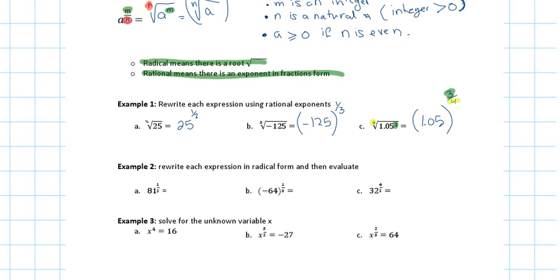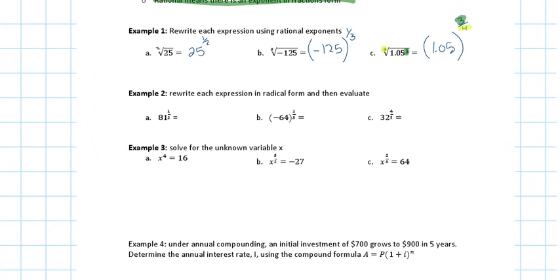So look at example 2. It says rewrite each expression in radical form and then evaluate. So that's the opposite of what we just did. So we're going to move it back to the radical form. Okay? So how would I write 81 to the power of a half in radical form? Square root of 81. Yep.